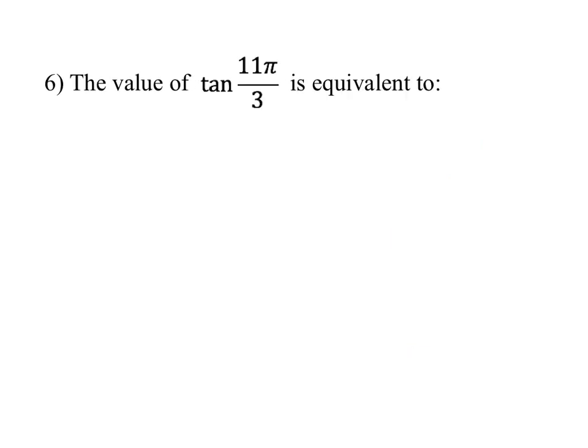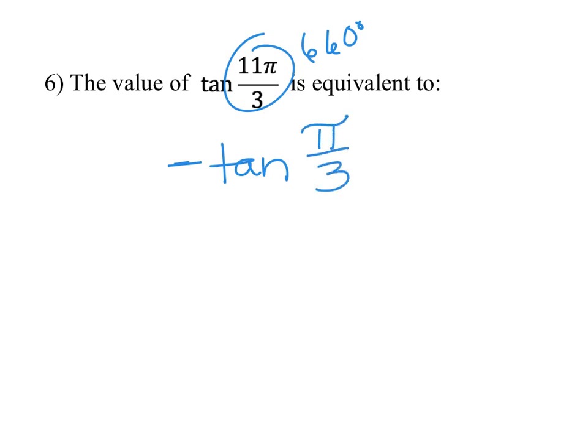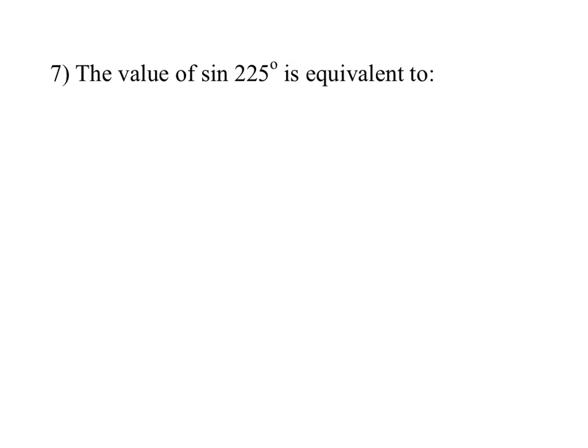Here, 11 pi over 3 is 660 in degrees, and that winds up being equivalent to negative the tangent of pi over 3, or 60 degrees. And then lastly, the sine of 225. We are in quadrant 3, so sine is negative, and the reference angle is 45 degrees.